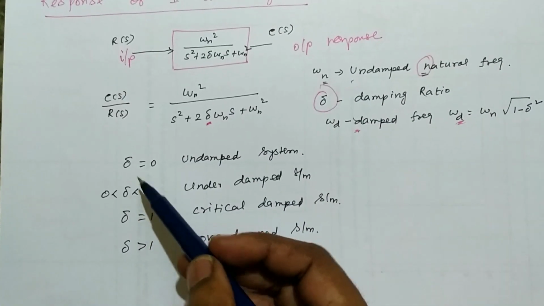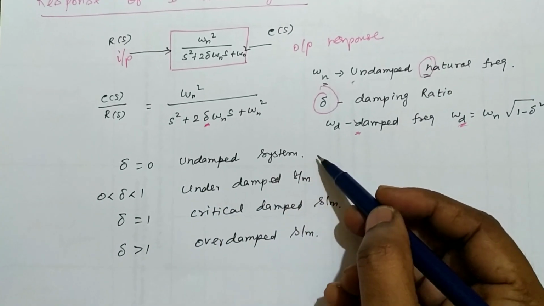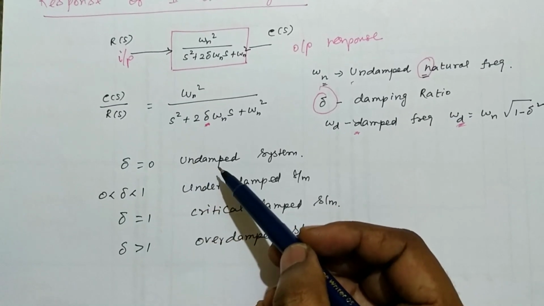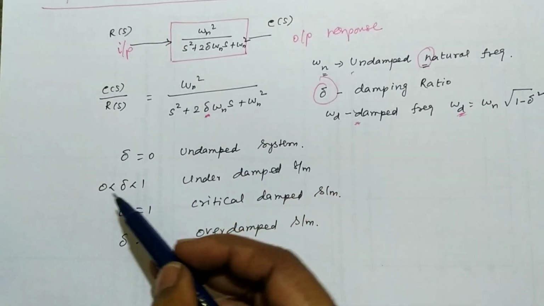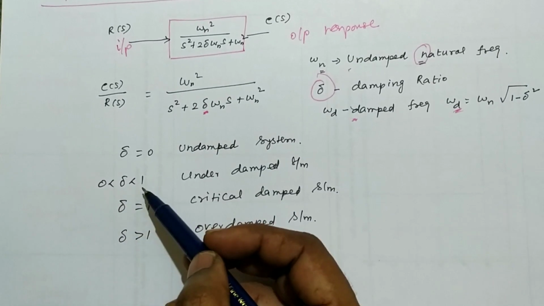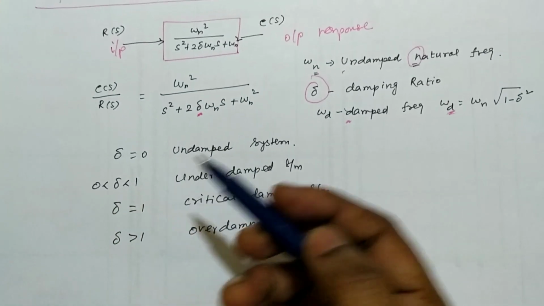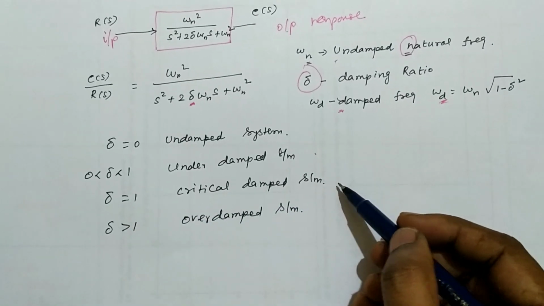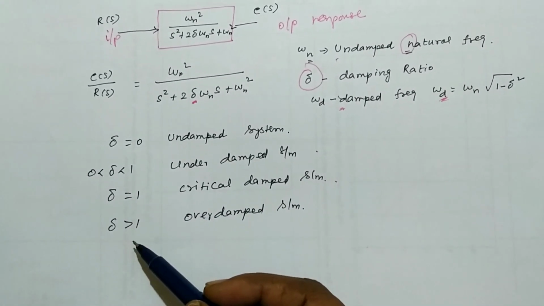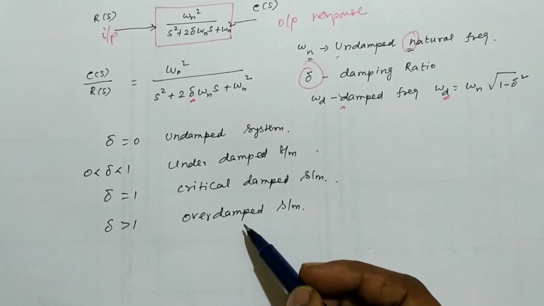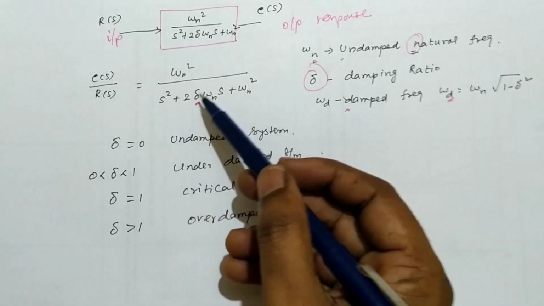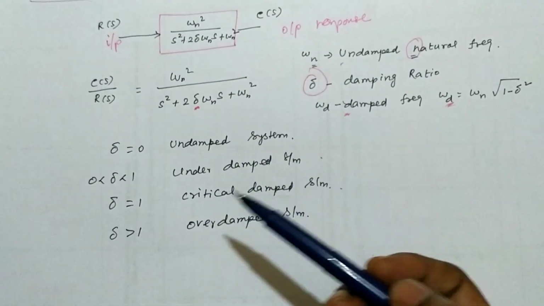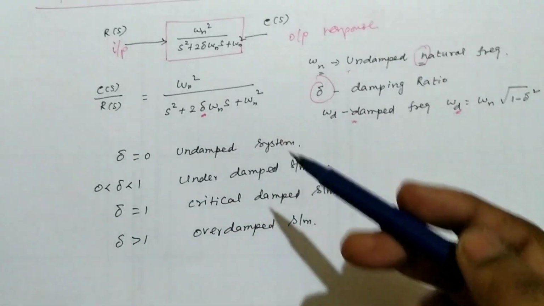Based on this delta value, the systems are classified into 4 types. When delta is equal to 0, that system is an undamped system. When delta ranges between 0 and 1, it is called an underdamped system. When delta is equal to 1, that is a critically damped system. When delta is higher than 1, that is called an overdamped system. So based on this delta, the output also varies; it depends on this delta value. That we will see now.